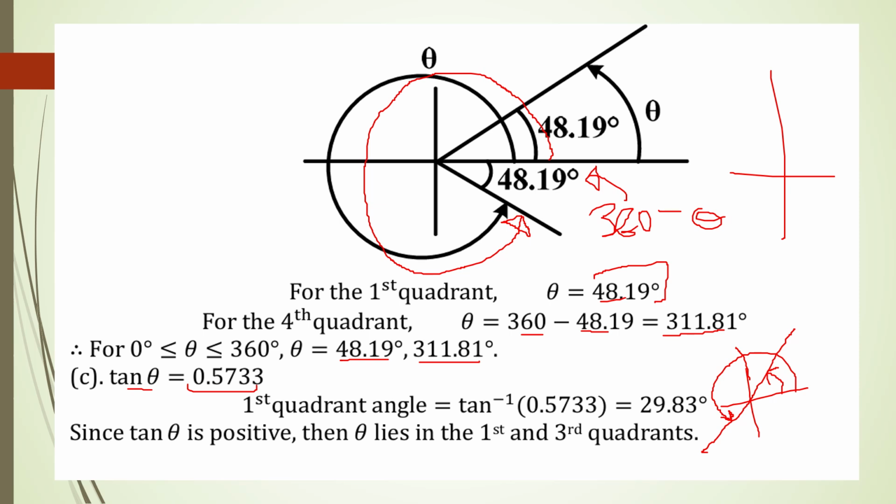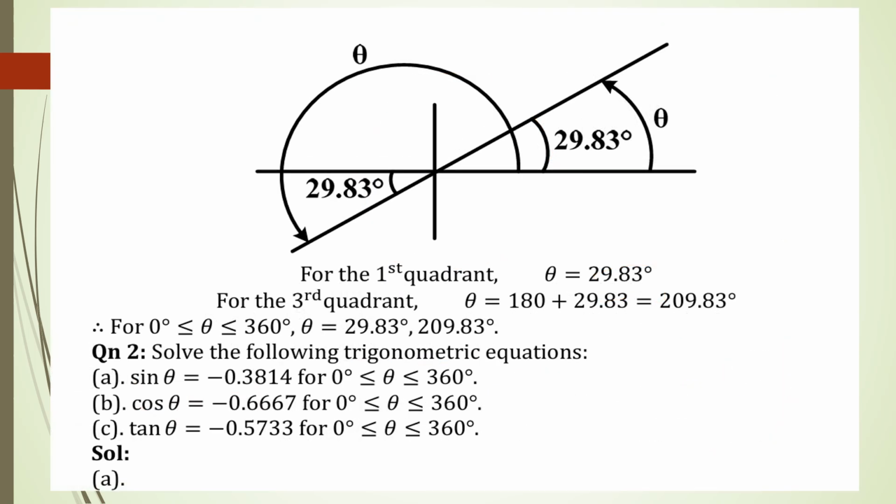So first, in the first quadrant, after taking tan this side, we simply say it's going to be arctan of 0.5733. So you're going to get 29.83 degrees. The answer must be to 2 decimal places because we measure angles in 2 decimal places. So the other quadrant where tan is positive is the third quadrant. So let's also get the angle which is going to be present in this region. So our first angle, we got it as 29.83 degrees.